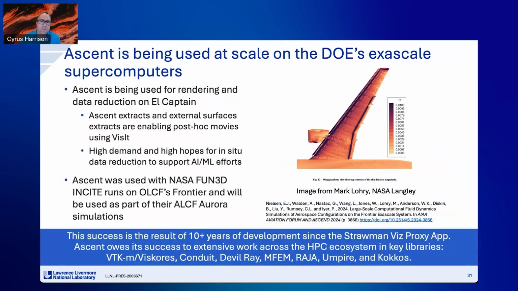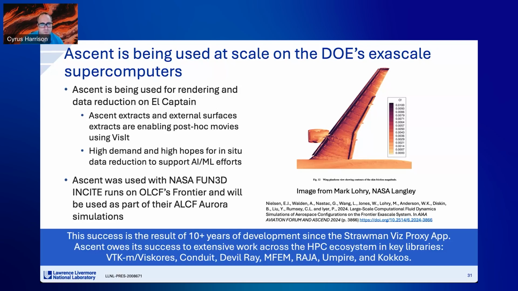So Ascent is being used at scale on Department of Energy's exascale supercomputers. At Livermore, we're using it on El Capitan, and we are continuing to increase the use cases for that. One of the big use cases we're seeing for Ascent is to help get data out or help reduce data for machine learning models. With an at-scale simulation, you're not going to be able to save out all that data and hand it to a machine learning model to train on. So you might need to do a scalar render, or you might need to save out a cube of data, and Ascent can help with all that.